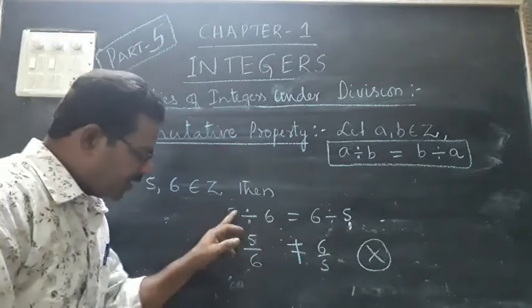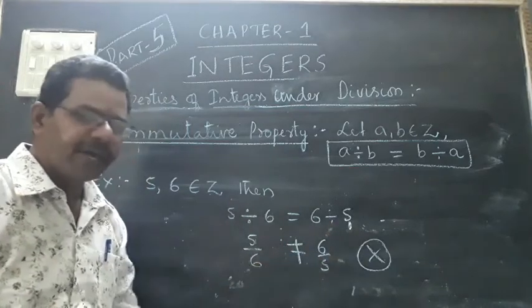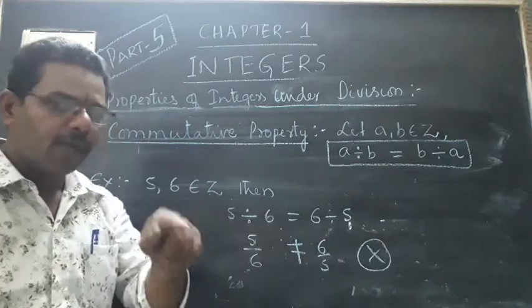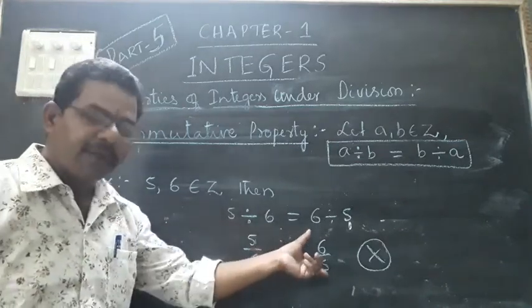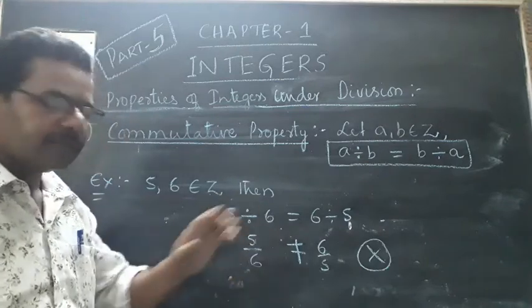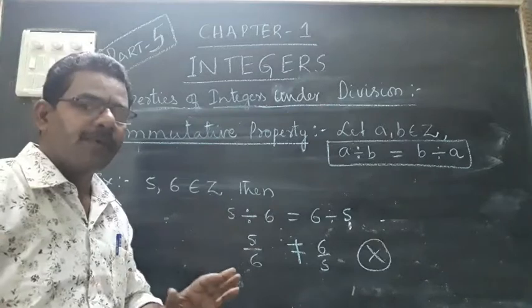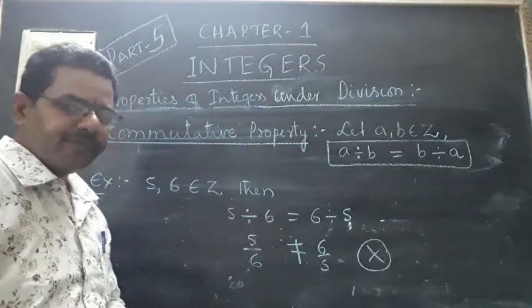But 5 divided by 6 means 5 by 6. 6 divided by 5 means 6 by 5. 5 by 6 is not equal to 6 by 5. And one more, 5 by 6 does not belong to the set of integers, and 6 by 5 does not belong to the set of integers. So the commutative property will not be followed under division in the set of integers.